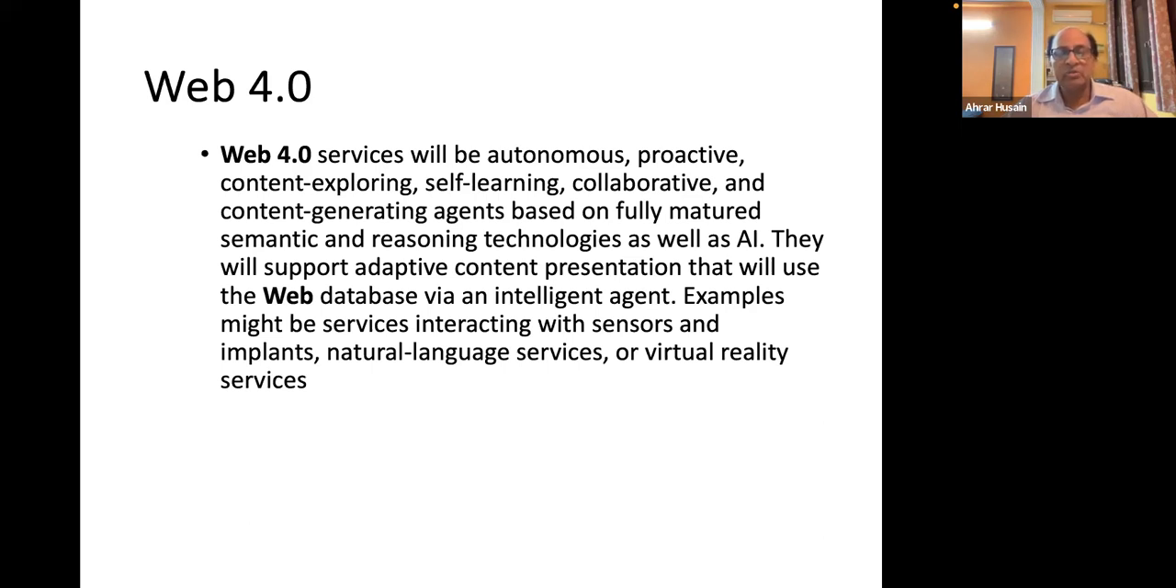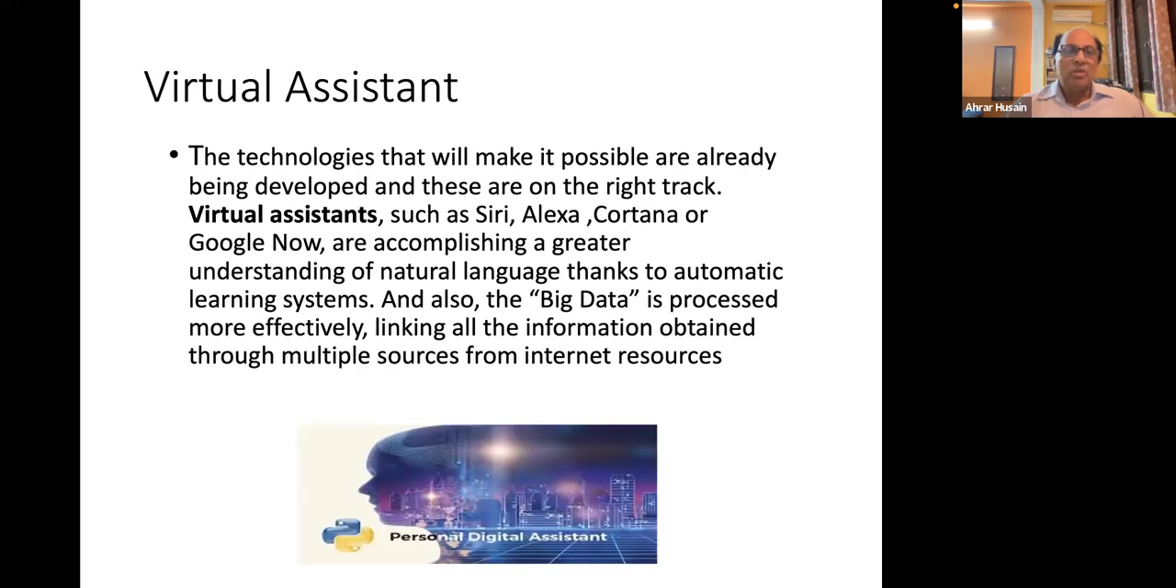on fully matured semantic and reasoning technology, as well as artificial intelligence. They will support adaptive content presentation that will use the web database via the intelligent agent. Examples might be services interacting with sensors and implants, natural language services, or virtual reality services. तो ये जो वेब 4.0 है, इसमें ये सारी चीजें हमें मिलेंगी, और that will be based on artificial intelligence.